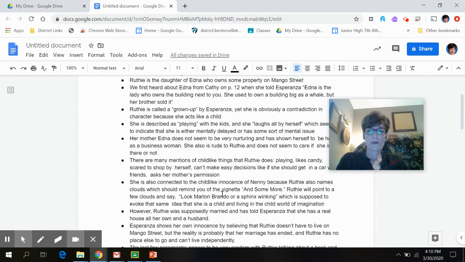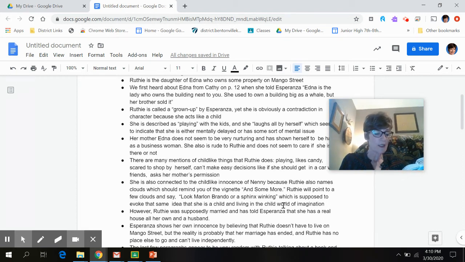So again, we have a connection to Nenny in this vignette. Some of you might have noticed that there was also a pointing out of cloud shapes, and that was on page 68. It says, "Ruthie sees lovely things everywhere. I might be telling her a joke and she'll stop and say, the moon is beautiful like a balloon. Or someone might be singing and she'll point to a few clouds. Look, Marlon Brando, or a sphinx winking, or my left shoe."